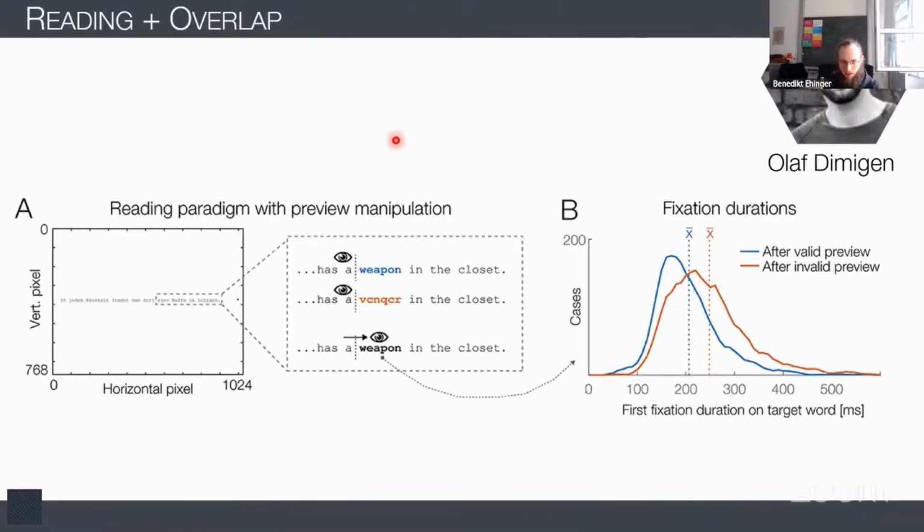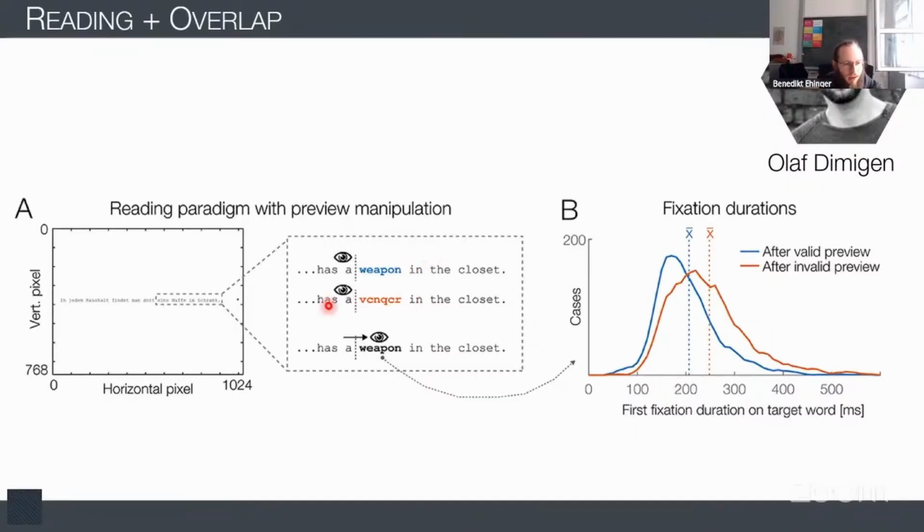This is also something where Olaf is there again. This is a study he did some years ago in reading. So it's a reading paradigm. You read a sentence, in jedem Haushalt findet man dort. And then there's a keyword with an invisible boundary. So if you focus your eyes here, in one condition you would have a valid preview. In another condition, you have a jumbled preview. And that's exactly the question: what's the difference between a valid and a non-valid preview? Can you use the peripheral information to help you read a sentence?